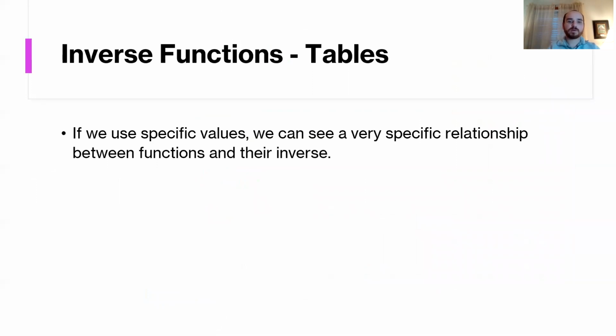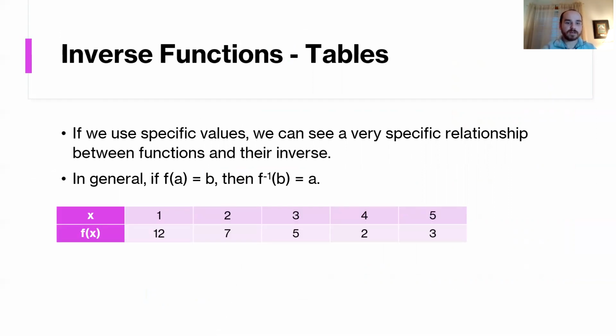Looking at tables. So if we use specific values, we can see a very specific relationship between functions and their inverse. In general, if f of a equals b, then the inverse function of b equals a. Now, that probably sounds more complicated than even the last slide, which already is probably confusing. But when we look at some examples, it'll make more sense.